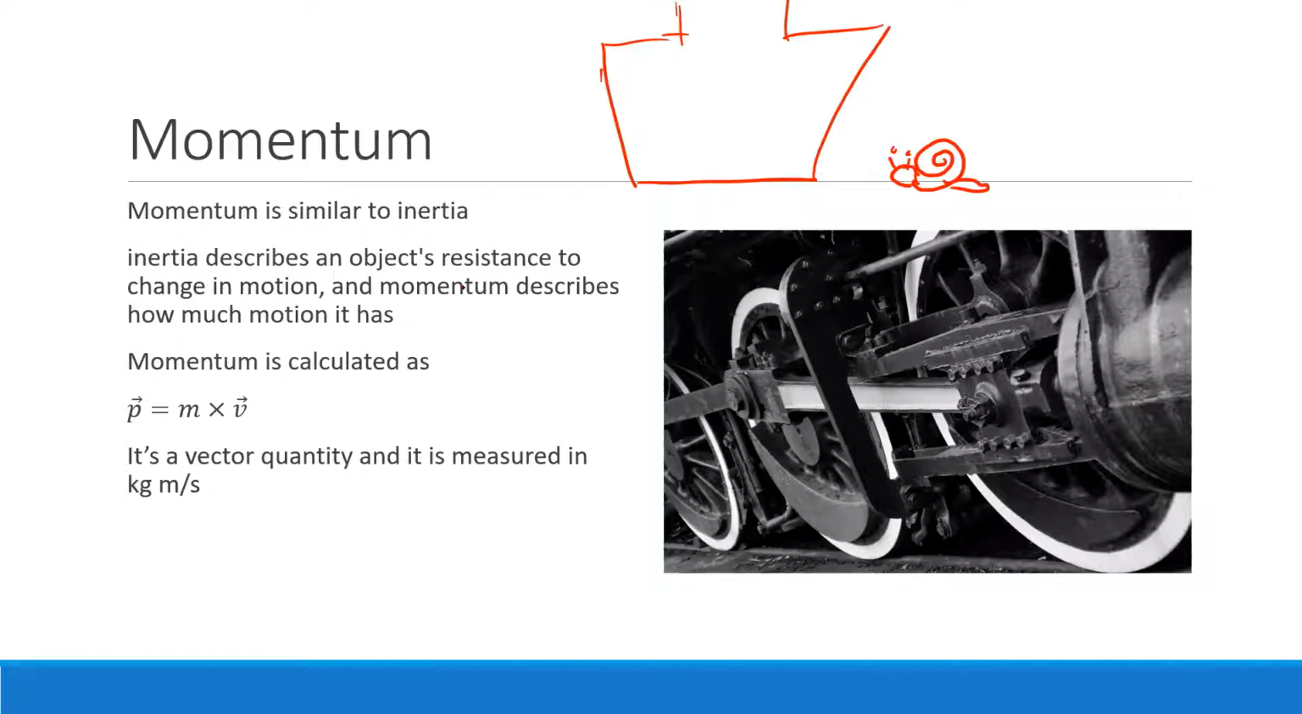Now, how do you calculate momentum? The symbol we use for momentum is P. And how you calculate momentum is mass times velocity. Nice and easy, no complicated stuff here. Because velocity is a vector quantity, guess what? Momentum is also going to be a vector quantity.